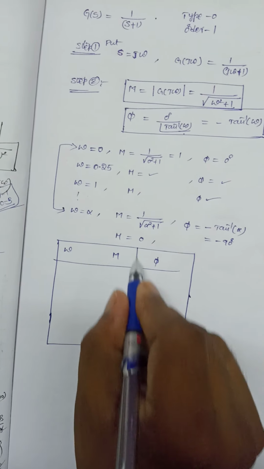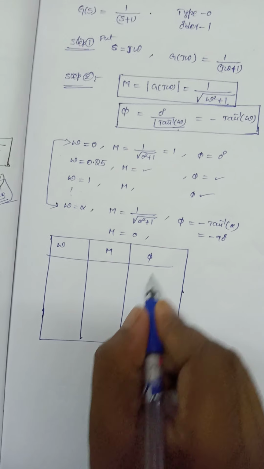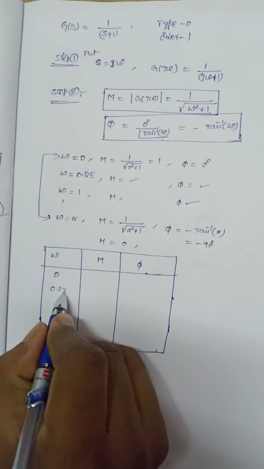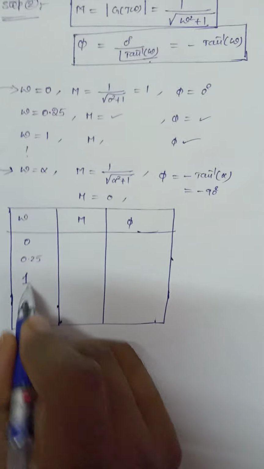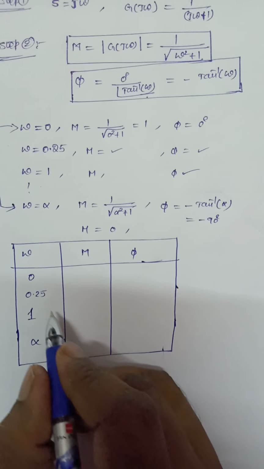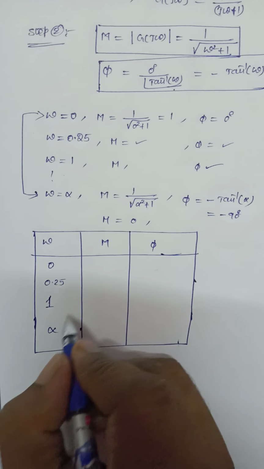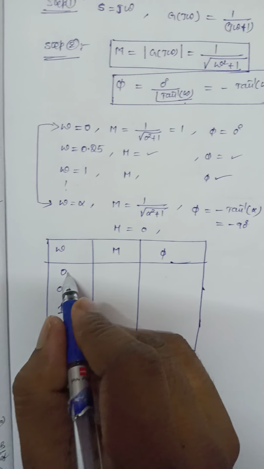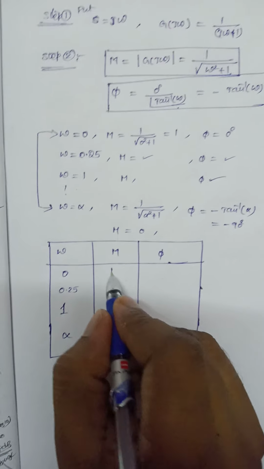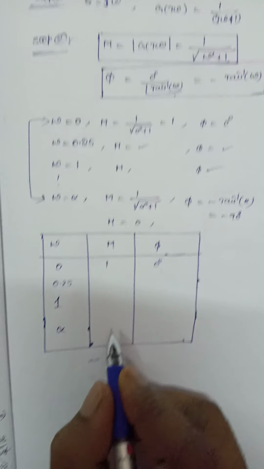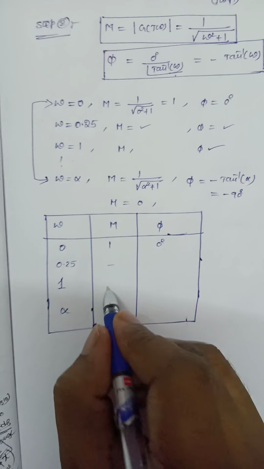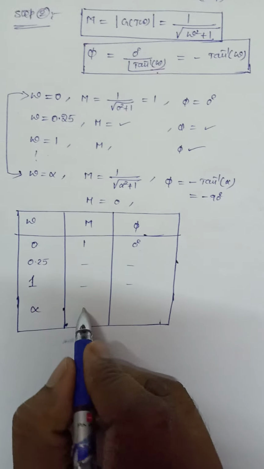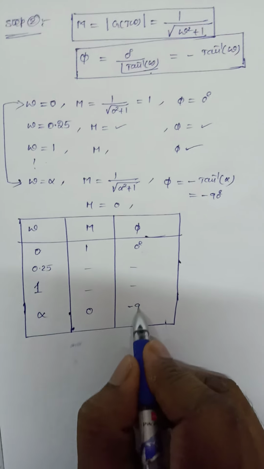So you draw this omega, magnitude and phase angle. Draw a table here. Here omega is equal to 0, omega is equal to 0.25, omega is equal to 1. Similarly, omega is equal to infinity. Take some 2 or 3 points in between 0 and infinity. Omega is equal to 0, magnitude is 1, phase angle is 0 degrees. Omega is equal to 0.25 and 1, similarly you have to calculate these two things also here. Omega is equal to infinity, the magnitude is 0 and phase angle is minus 90 degrees here.